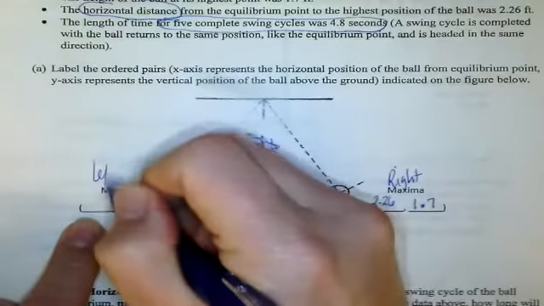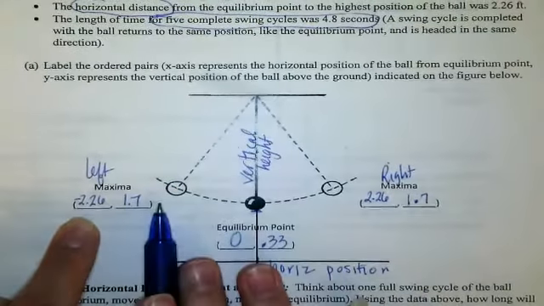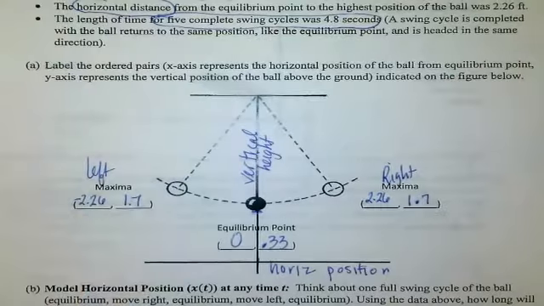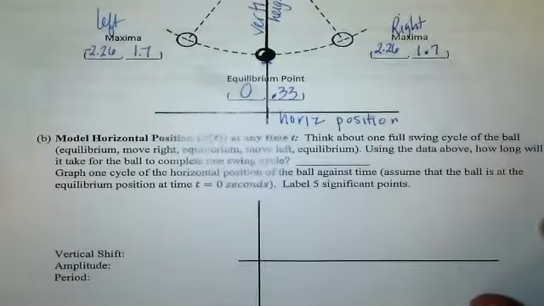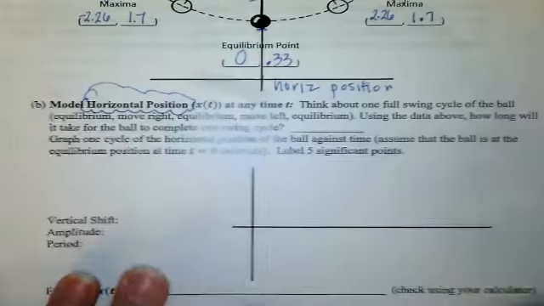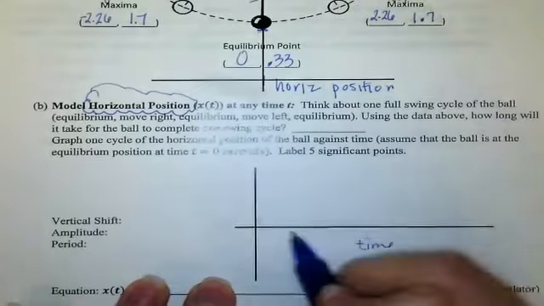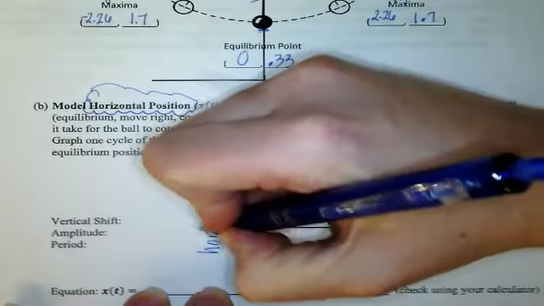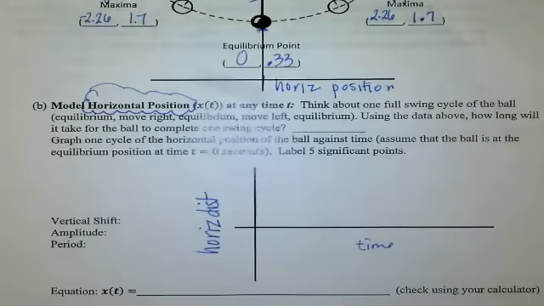What would the left maxima be? Good. Negative 2.26 units to the left and 1.7 feet above the ground. Okay, very good. These are really good data points. And what we're going to do is model the horizontal position at any time t. So we have time on the horizontal axis here, but we're actually modeling horizontal distance vertically, which is kind of a weird thing to do.